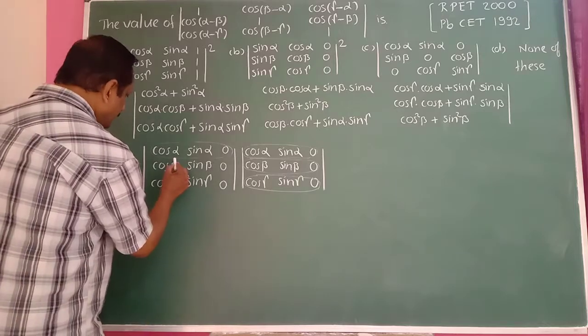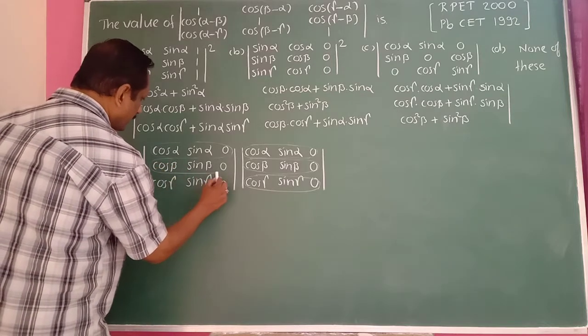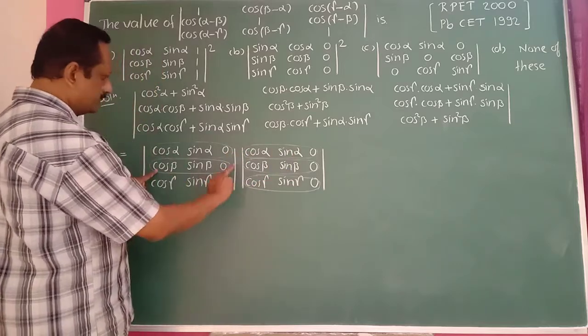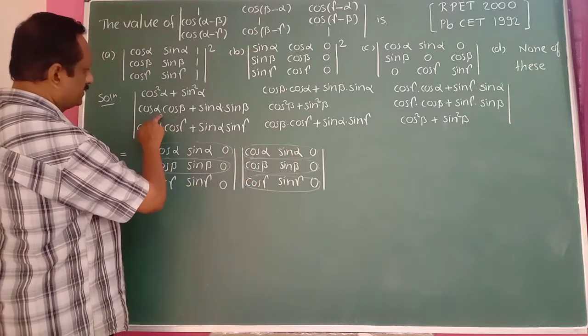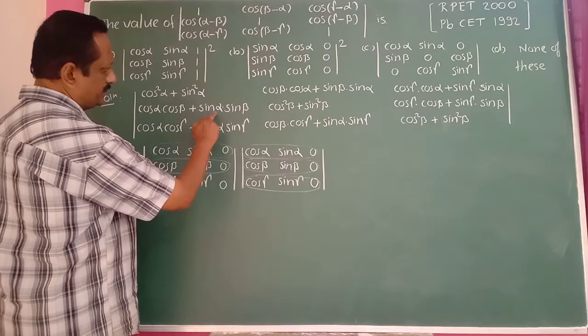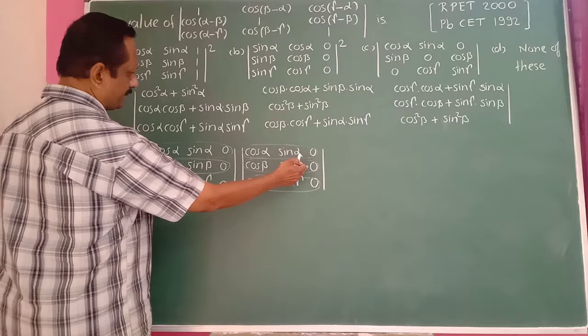Next multiply this row, second row, with the first row here. Cos beta cos alpha, sin beta sin alpha, then it is a 0.